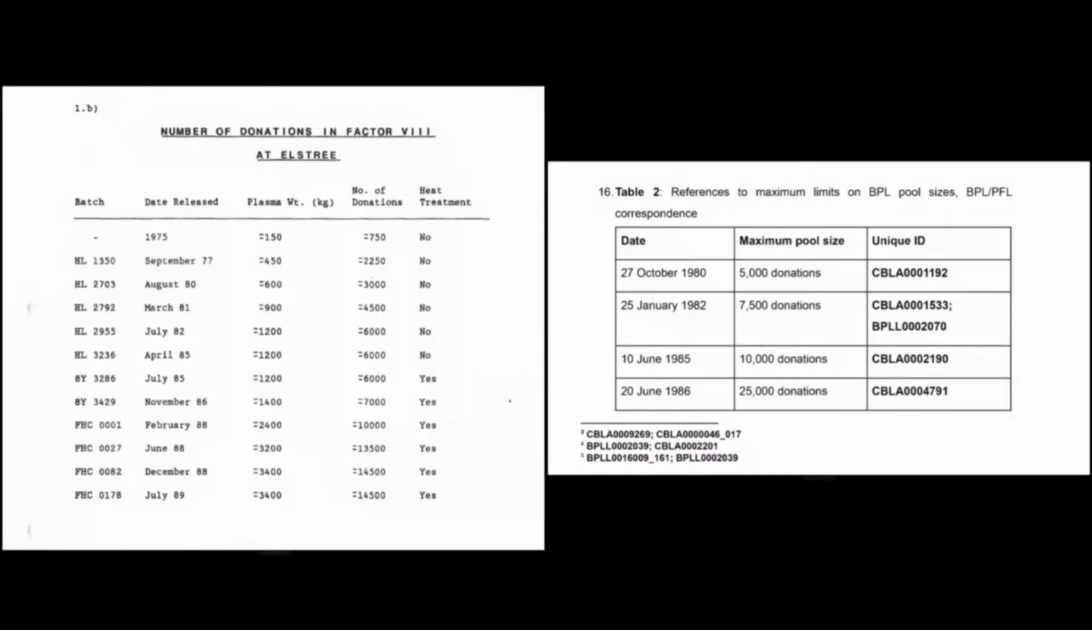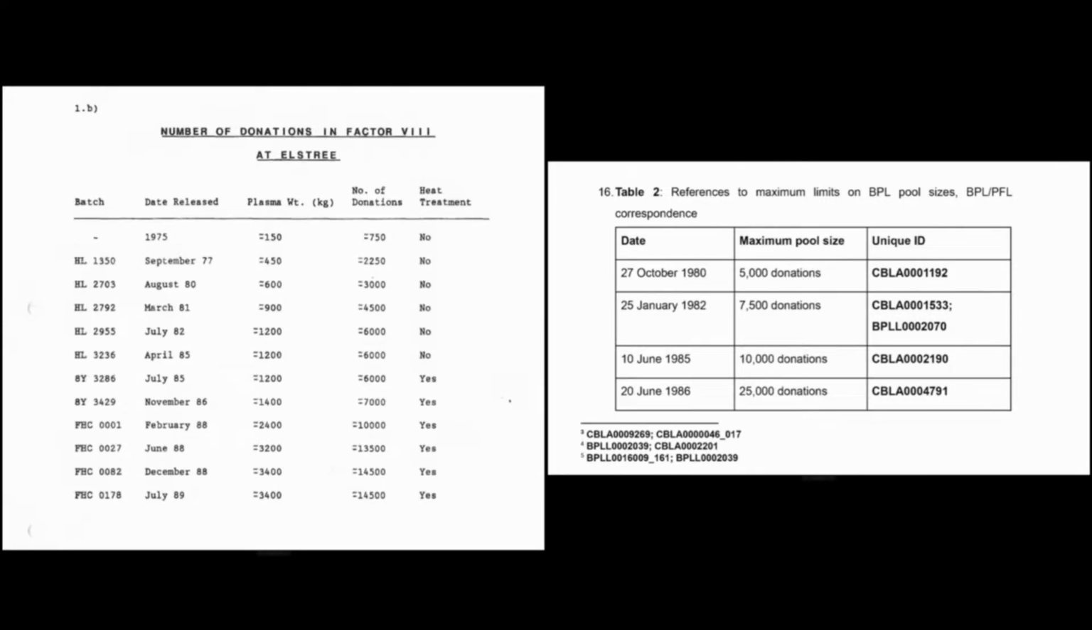The first of those is the 27th of October 1980, and the maximum pool size then is said to be 5,000 donations. If we go across to the table on the left-hand side, we can see that in August 1980, the number of donations was approximately 3,000, and in March 1981, it was approximately 4,500. So underneath that 5,000 donations, but with some headroom between the actual amount of donations and the maximum number of donations.